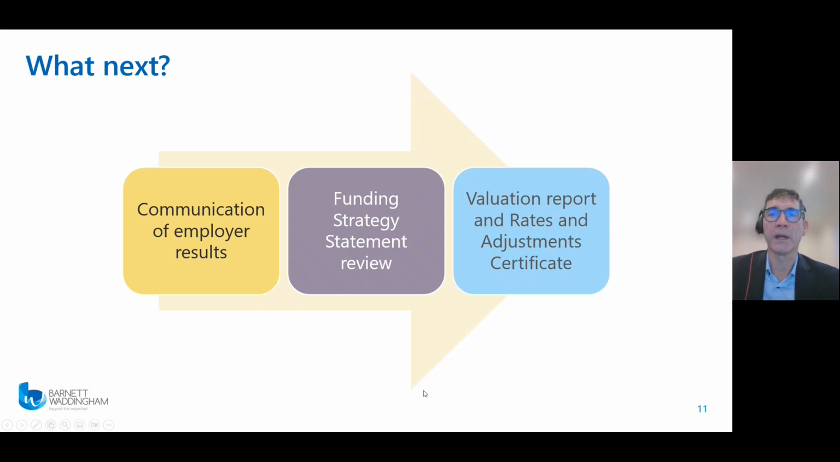And all that will be completed by 31st of March, with the new contribution rates becoming effective from 1st of April 2023.